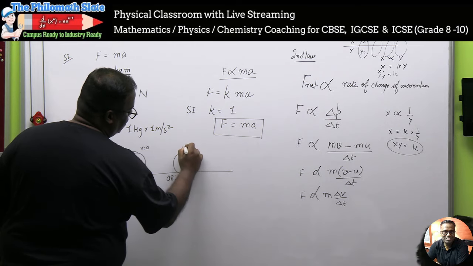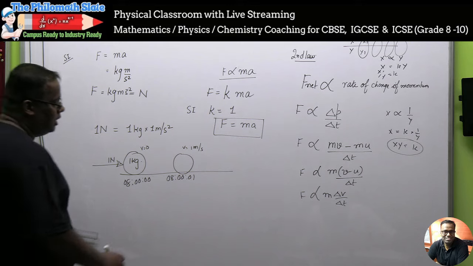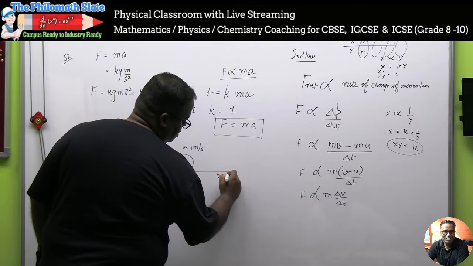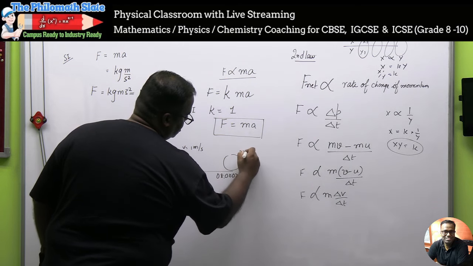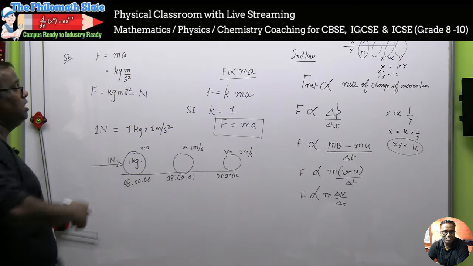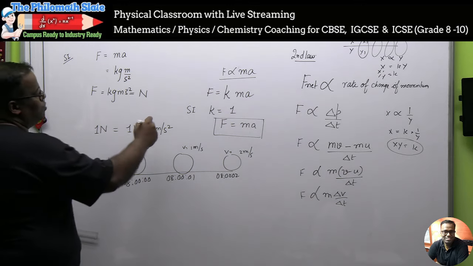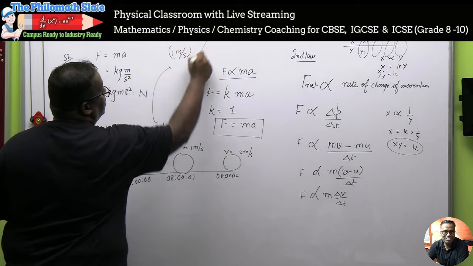The velocity will be 1 meter per second. Then at 08:00:02, the velocity will be how much? 2 meters per second, because the acceleration is 1 meter per second square. What is 1 meter per second square? 1 meter per second per second.